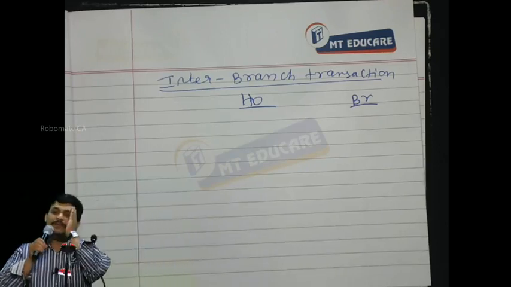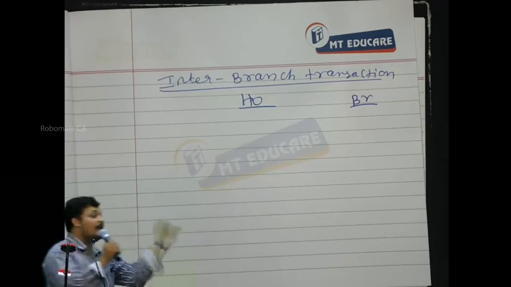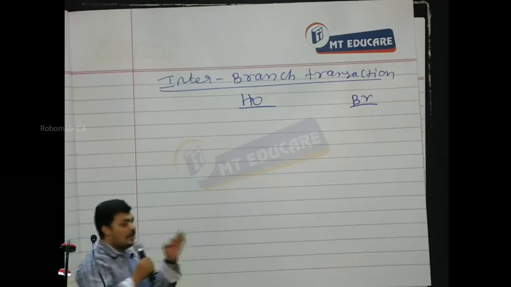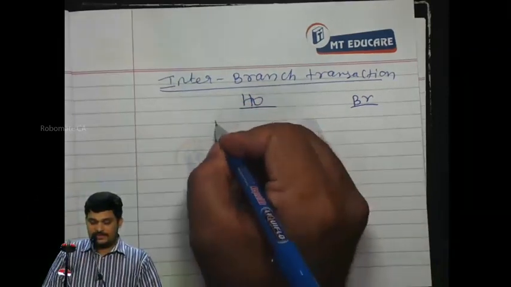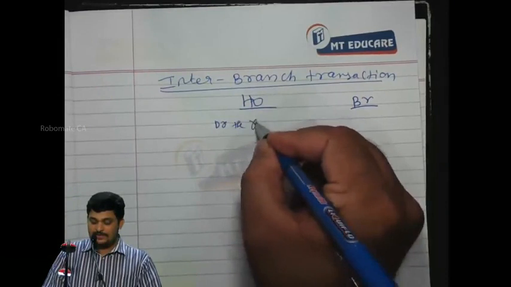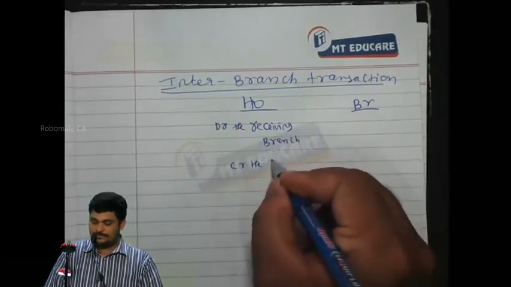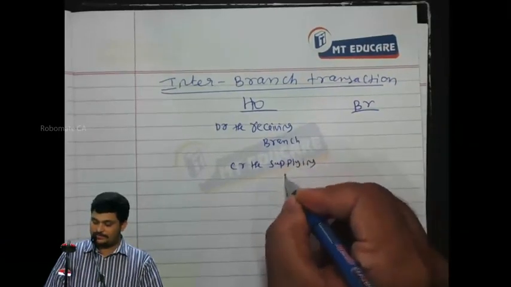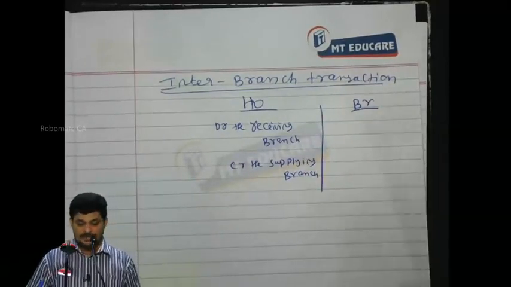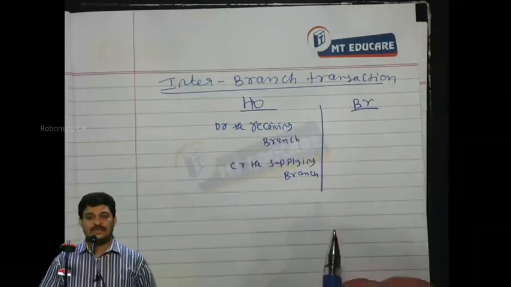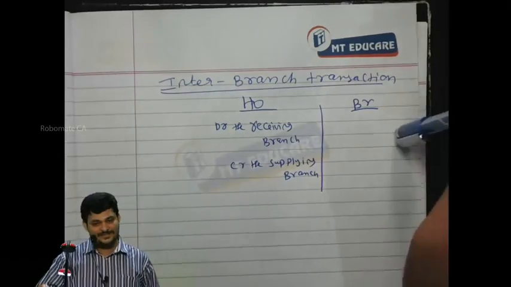From the viewpoint of head office, they never bring another branch in their books. They will always account as debit the receiving branch, credit the supplying or giving branch. Not only for goods, my dear friends, but for goods, cash, or any transaction that takes place between branches, this is the entry. I mean branch to branch, not head office to branch.